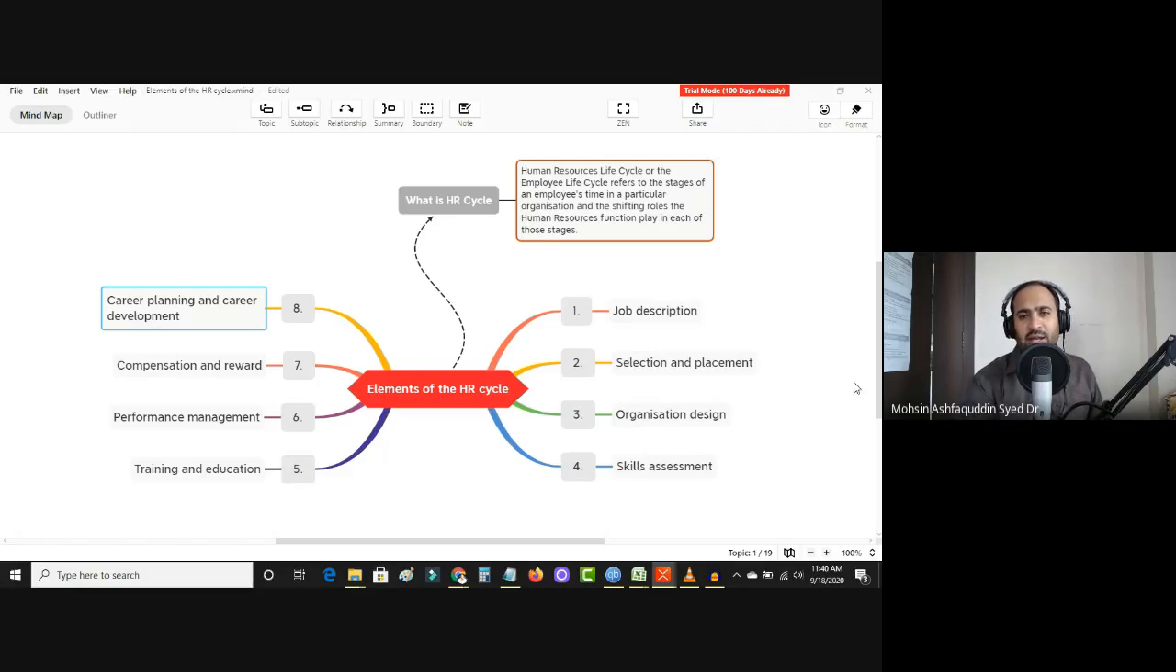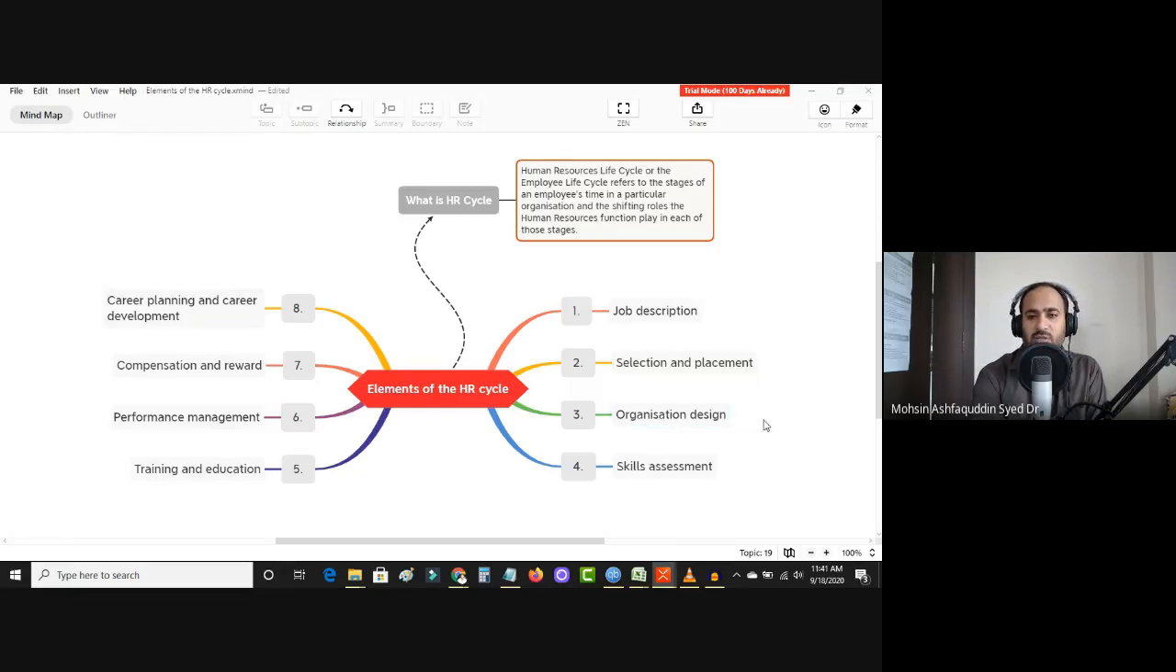Then we have seen that there are 8 elements to the HR cycle. First one is job description. In job description, the roles and responsibilities of that employee are written. Second phase is, once the roles and responsibilities are clear, we call people for interview. That is called the recruitment process or selection process. Once the appropriate and right candidate is selected, then he is placed in a particular department at a particular designation.